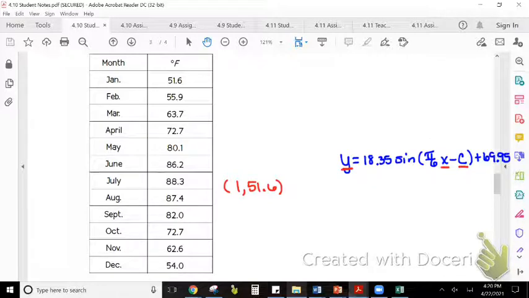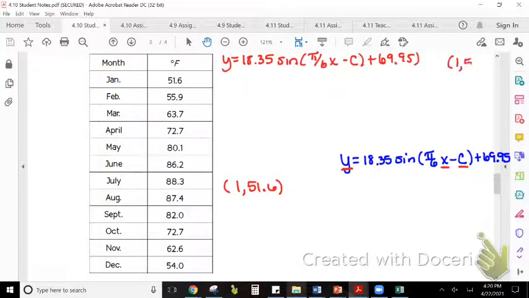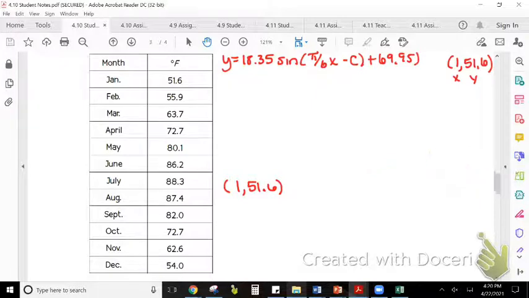All right, so we said our equation was y equals 18.35 sine of pi over 6 x minus c plus 69.95. And we said we're going to use the ordered pair (1, 51.6) as our x and y to help us solve this.